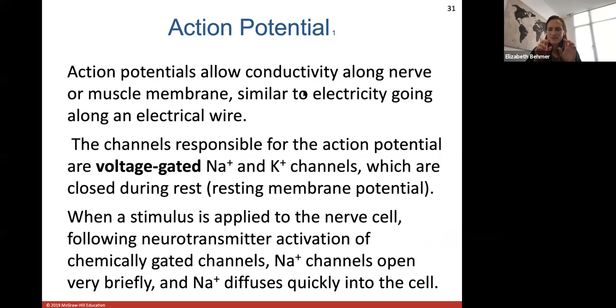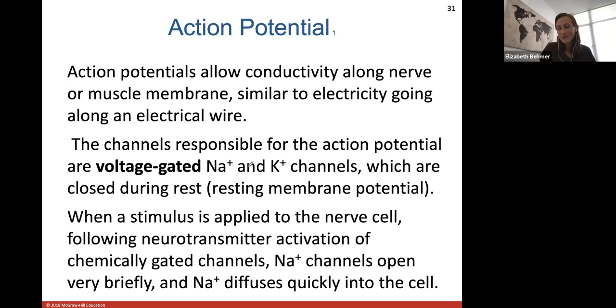Okay, so we've established how the inside of the cell maintains negative 70 at all times. That's again called resting membrane potential. Now we're going to talk about what happens when your neurons get stimulated. And this is what an action potential is. An action potential allows a conductivity or an electrical signal to pass along the nerve or the muscle membrane, what we learned about last week, just really similar to electricity going along electrical wire. So our nervous system, you have electricity pumping through your body at all times, and it travels through your neurons in the form of action potentials.